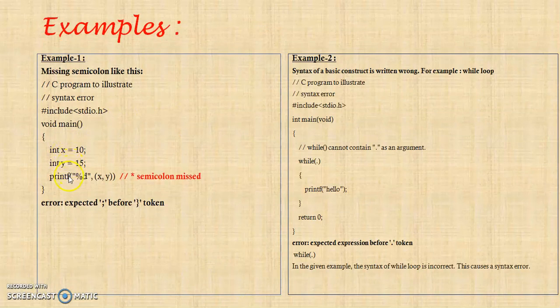Declare two variables, and here in C language every statement should end with a semicolon. It is one of the syntax rules. But if you observe this printf statement, it does not end with a semicolon. A semicolon is missed, so we get an error called expected semicolon. It is known as a syntax error. And one more example here, a while loop. This while loop is not properly used, so we are getting an error. The program is not following the syntax rules, so it says expected expression before dot in that while.